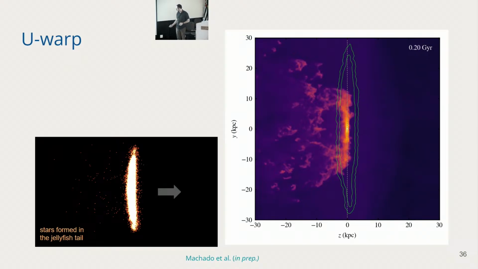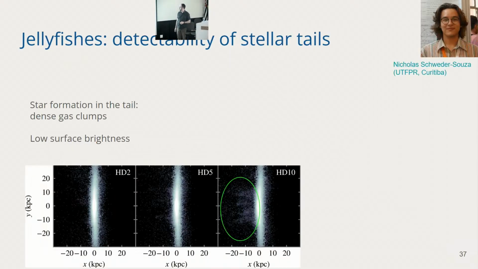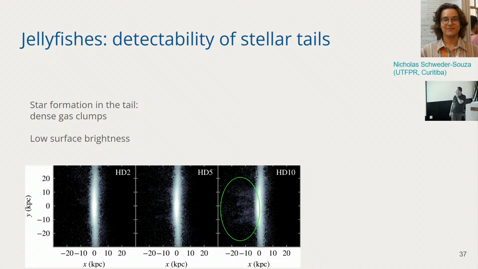So anyway, I meant to conclude this soon. We're also looking at star formation in the tails of jellyfish galaxies. This is the work of a master student there in Curitiba, Nicolas Schweder Souza.